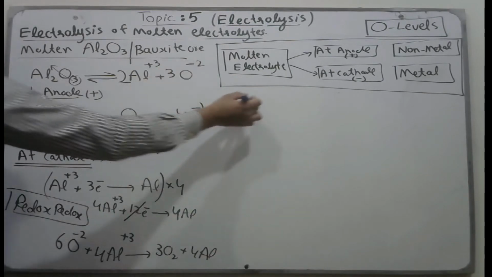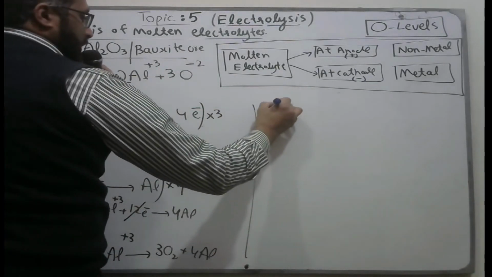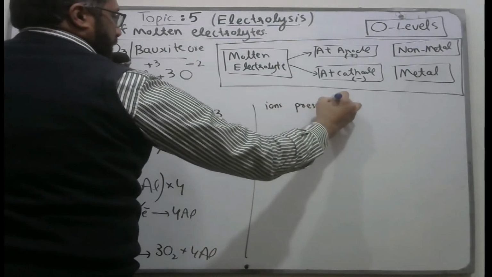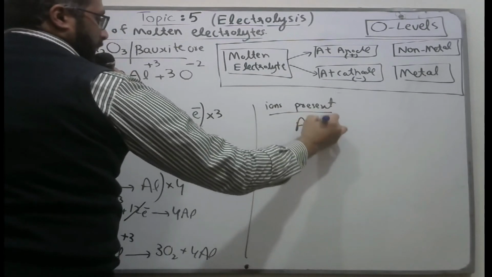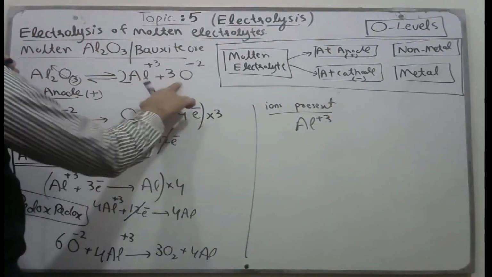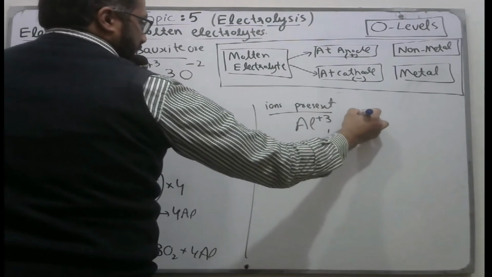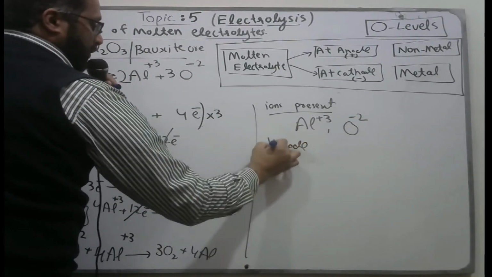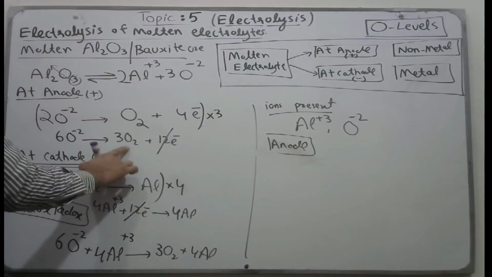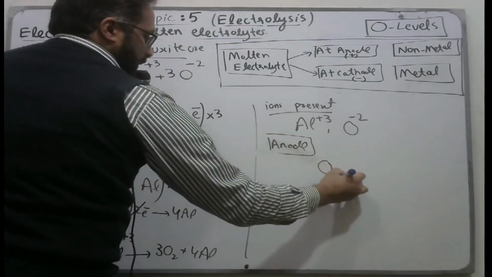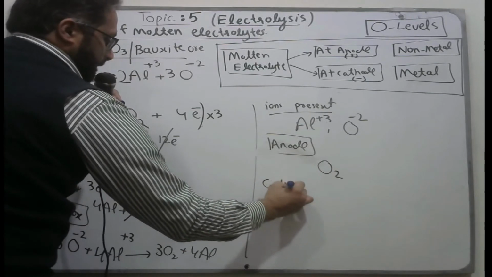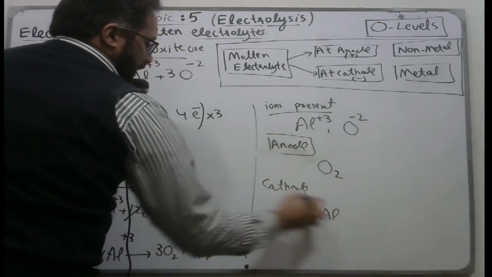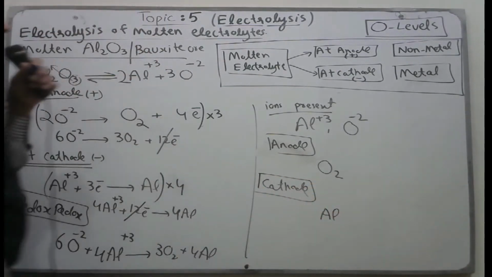Can we demand the question here? What ions are present? So ions present are aluminum ions and oxide ions, O negative. And anode product is, you get the final product at anode, that is oxygen. And cathode product is aluminum. So these are the questions demanded from the Cambridge paper.